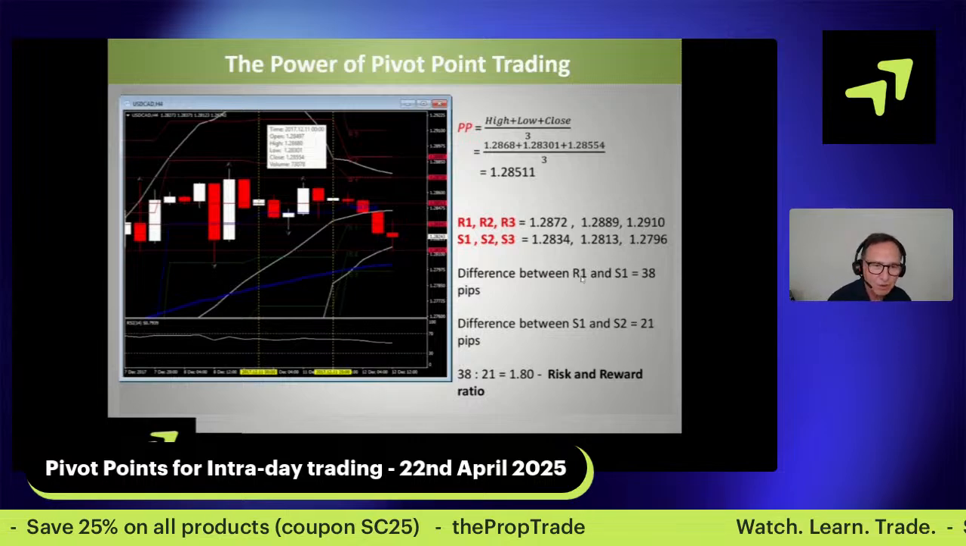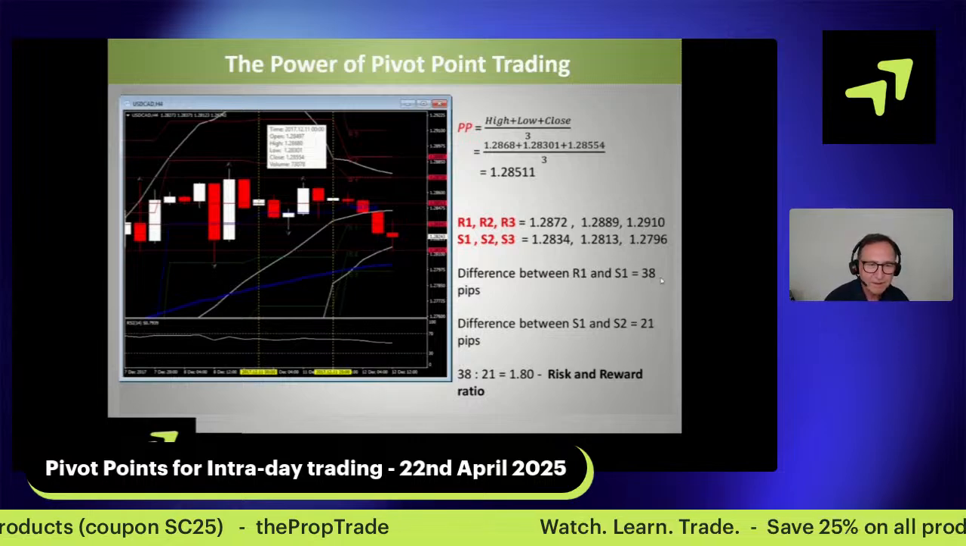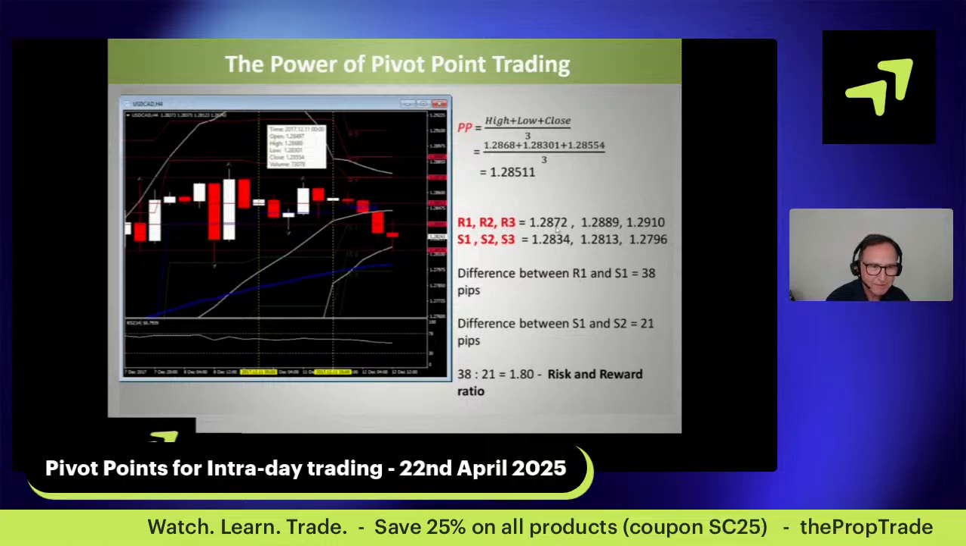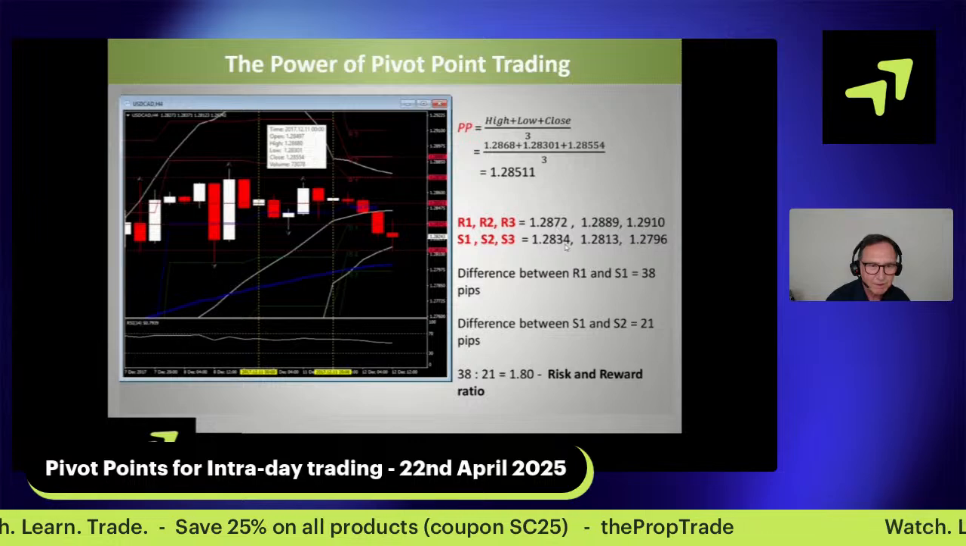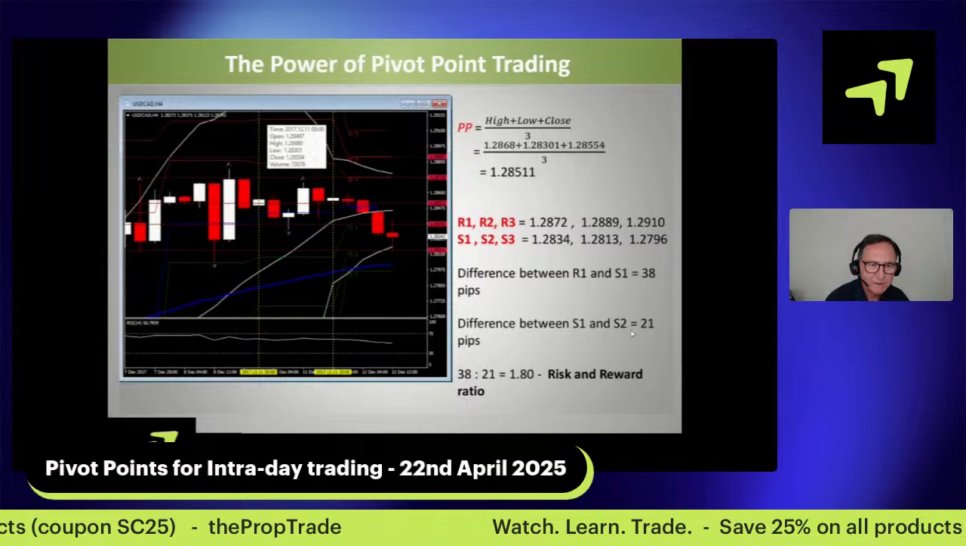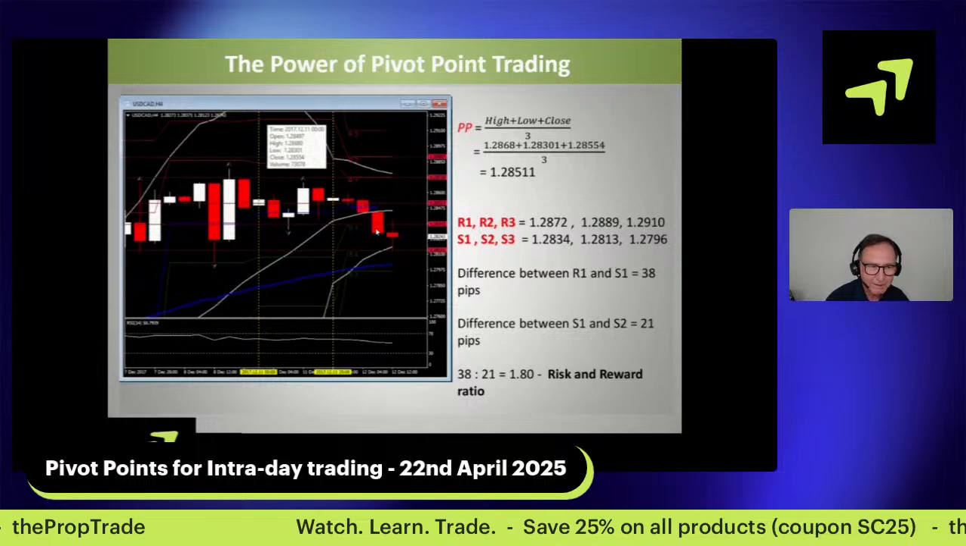What the maths shows here, as I go through the rest of this slide, is the difference between S1 and R1 gives us 38 pips, R1 being 128.72, S1 being 128.34. That gives us our 38 pips. The difference between S1 and S2, the two support areas as we were going down, is 21.